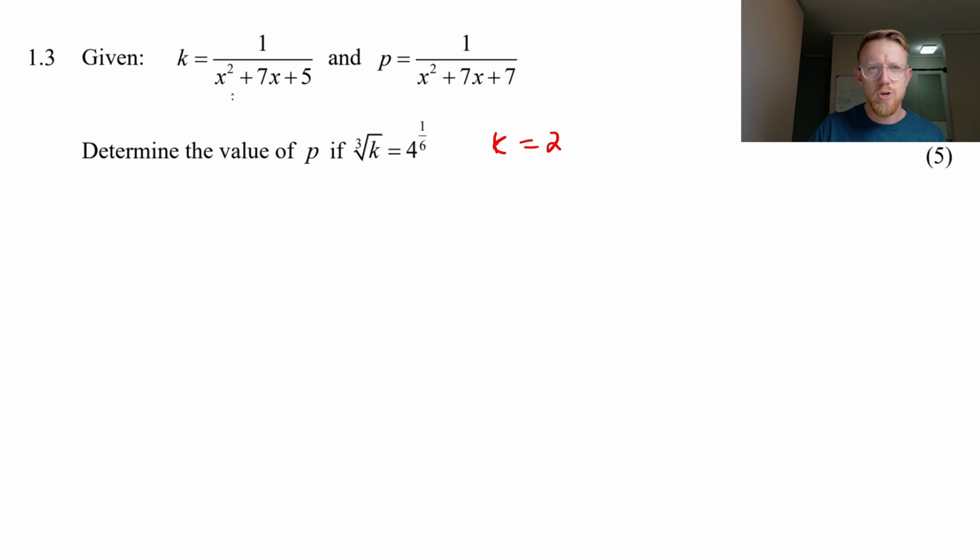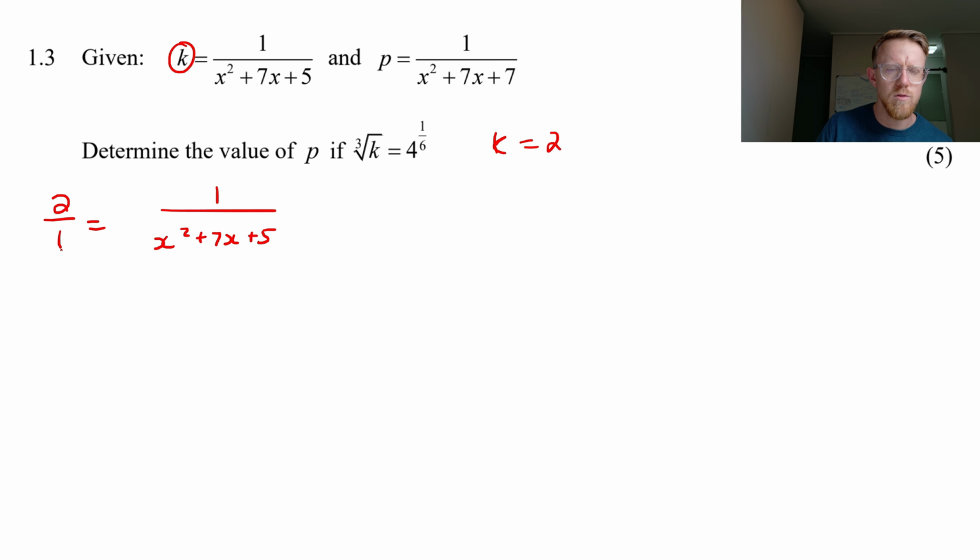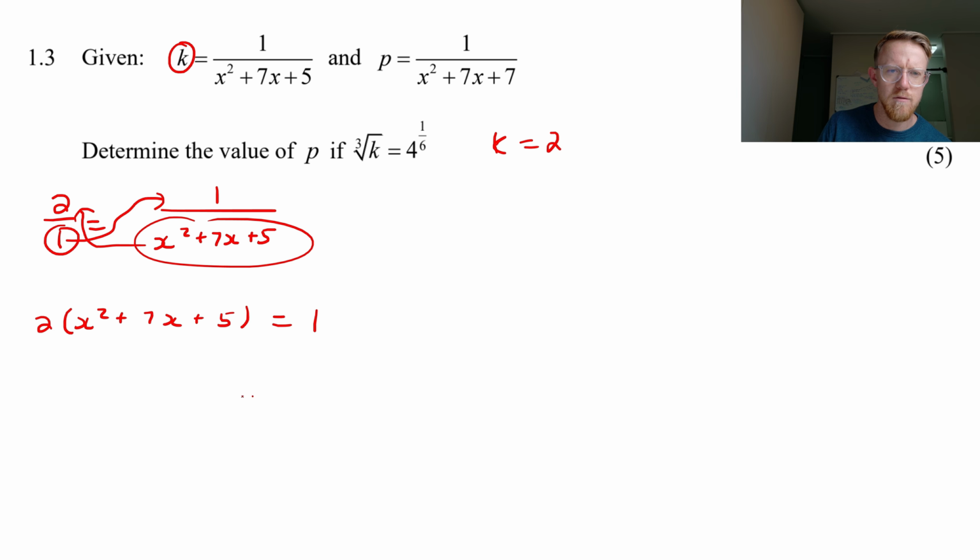So what I would then go do is fill in this k value of 2. So that's going to be 1 over x squared plus 7x plus 5. I would then use cross multiplication because this is 2 over 1. So you would end up multiplying this up there and you'd multiply this up there. So you'd end up with the following.